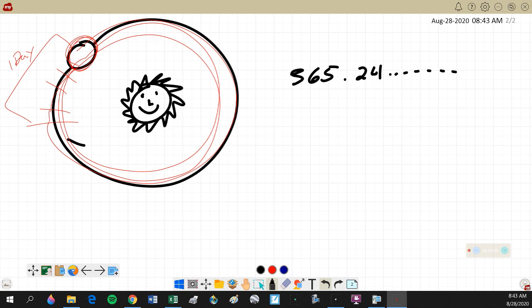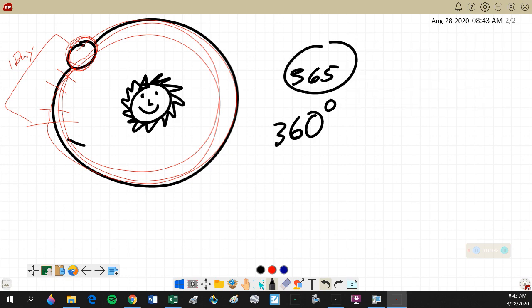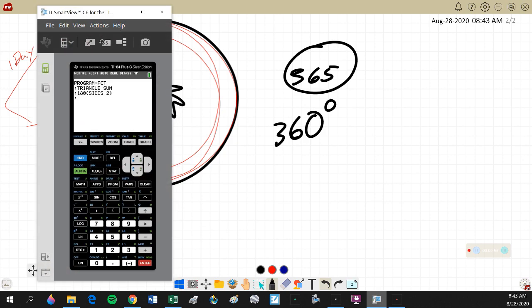Okay? So, why 360 degrees? Well, this number is not very friendly. It doesn't have very many factors. So 365 divided by 5 is 73, and 73 is prime. Okay? And numbers that have very few factors create more fractions.